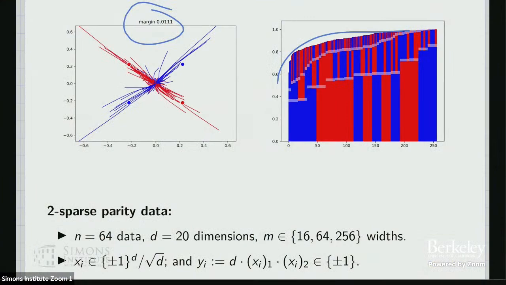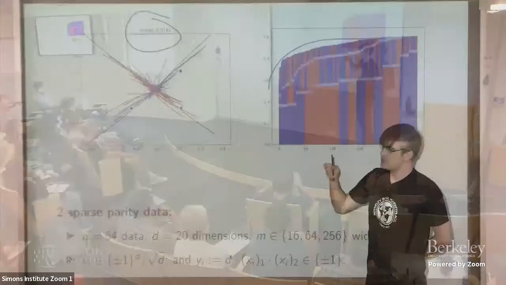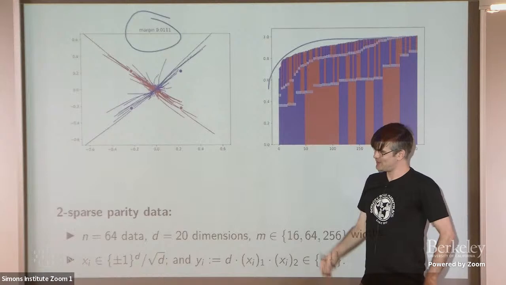But I find this endlessly fascinating. Let's say cookie cutter concentration of measure, you would expect at 256 it actually not to have a minimum that's so low. So there's very, very crazy stuff going on here.